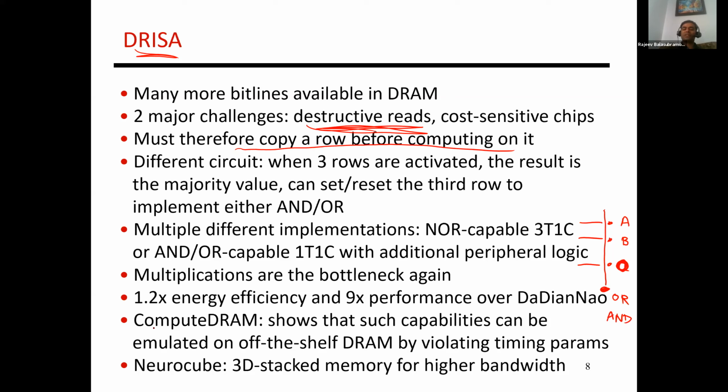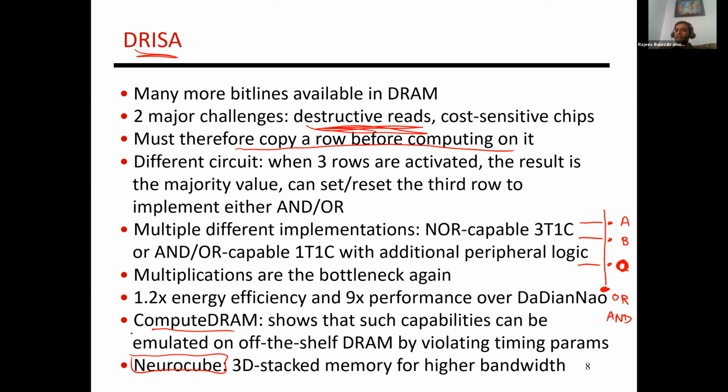With a couple other papers that I think are worth looking at, or are good starting points if you want to study this even more deeply. So Compute DRAM is a paper that appeared at Micro 2019, and essentially says that we already have DRAM parts where you can violate the timing parameters, and you can already fake some of these operations or emulate some of these operations.